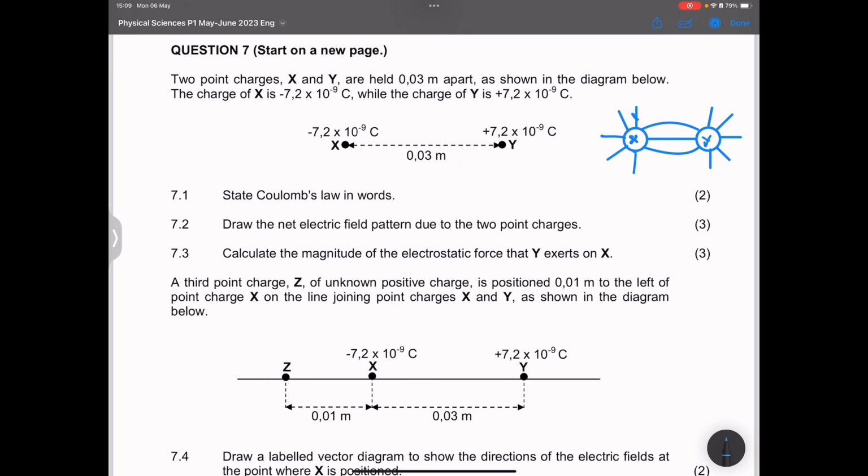So the lines are moving inside on X and they're moving away from Y. So I'm going to show that on Y, the lines are actually moving out. Okay, right, so that is what our diagram would look like.